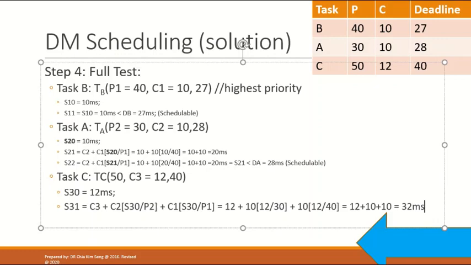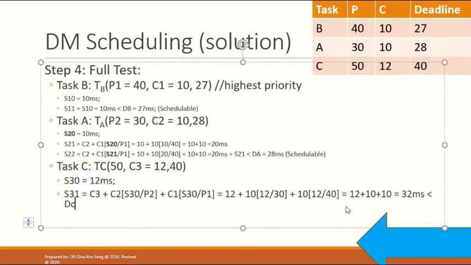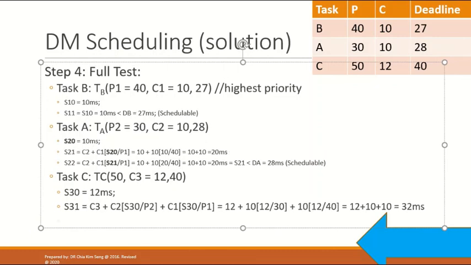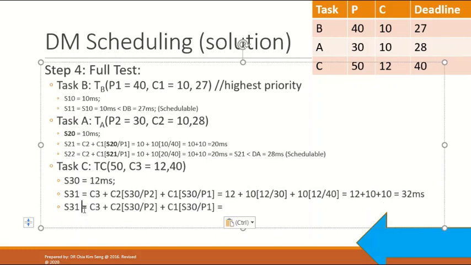So 32 milliseconds is still less than the DC. But you can just continue because we don't yet get the same value as the previous one. So you copy the whole thing, you repeat the whole thing, except you refer to a different S3. So now in this one you refer to S3,1. This one also S3,1.